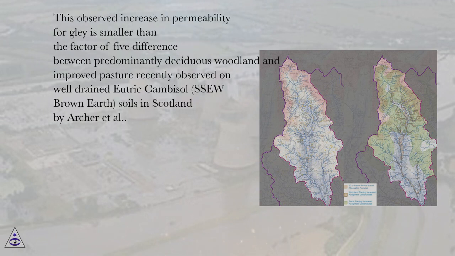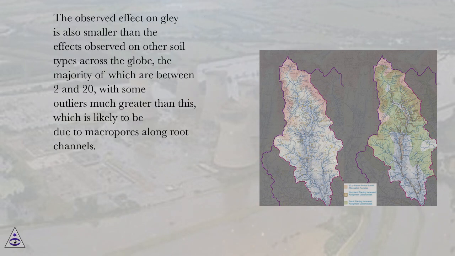This observed increase in permeability for gley is smaller than the factor of 5 difference between predominantly deciduous woodland and improved pasture recently observed on well-drained Eutric Cambisol, brown earth, soils in Scotland by Archer et al. The observed effect on gley is also smaller than the effects observed on other soil types across the globe, the majority of which are between 2 and 20, with some outliers much greater than this, which is likely to be due to macropores along root channels.